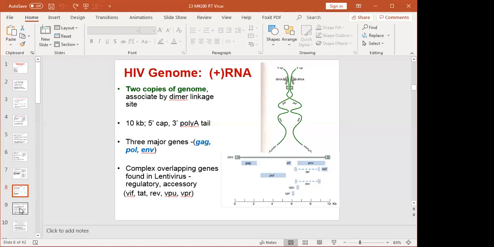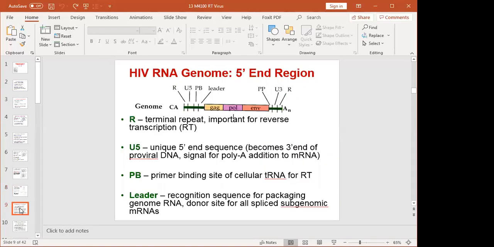Moving to slide number 9. These next few slides are very, very important, so please pay close attention to them. Like any other genome, we have a 5' end region and a 3' end region. The 5' end region of the HIV genome, which is positive RNA, has the following regions. We have an R region, U5, PB, and leader region.